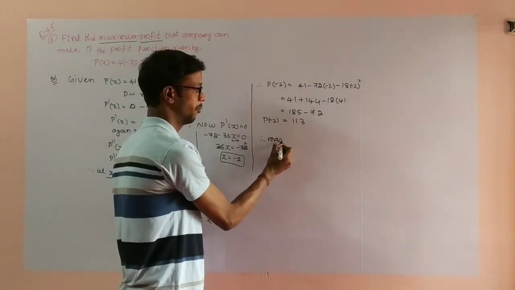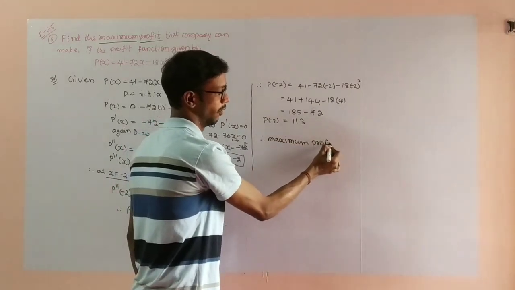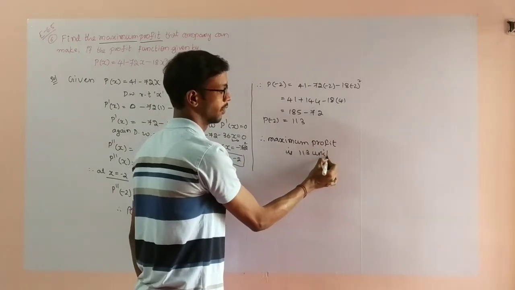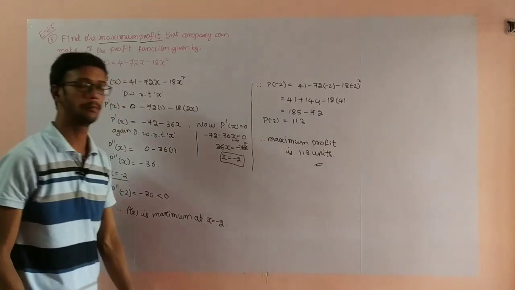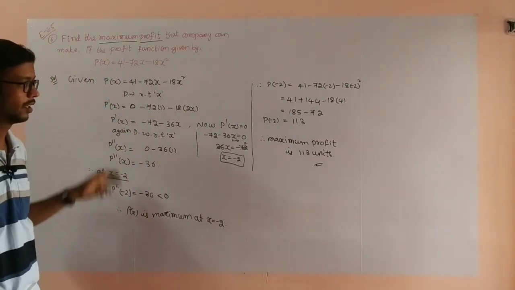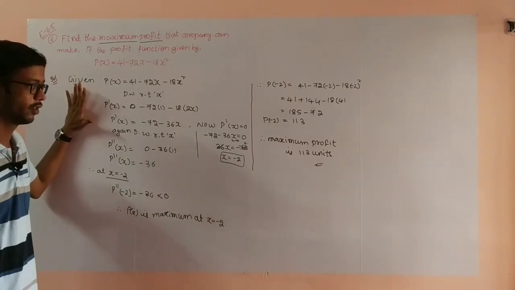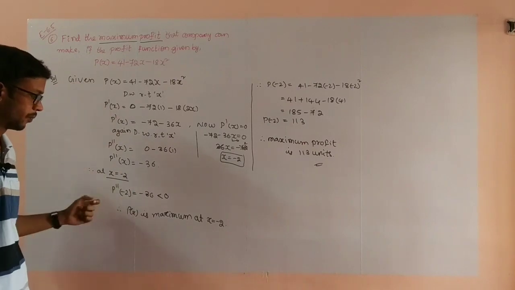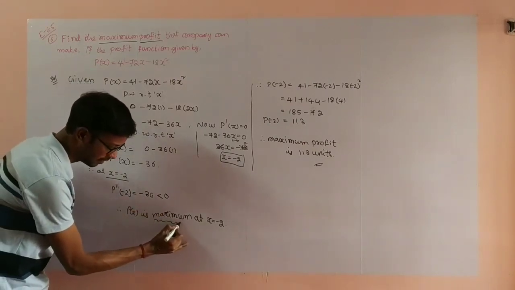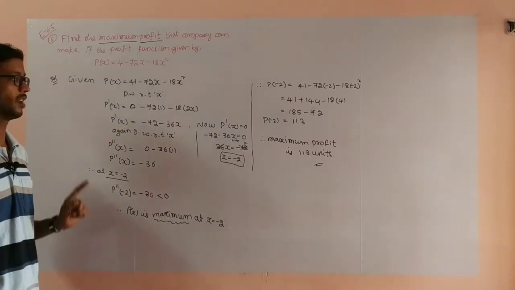Therefore maximum profit is 113 units. Theory problems like this, you have to follow this way. Simply, we are using the double derivative test. Less than 0, this one is very very important. Less than 0 gives maximum, greater than 0 gives minimum. Pause the video to note it.